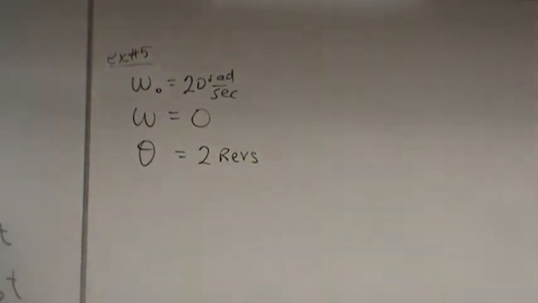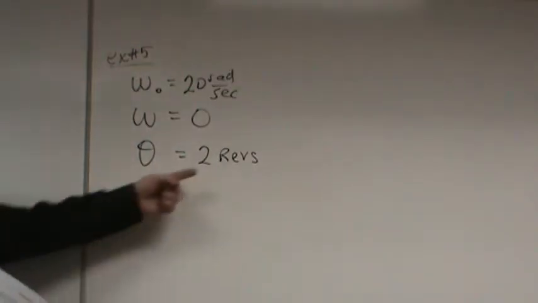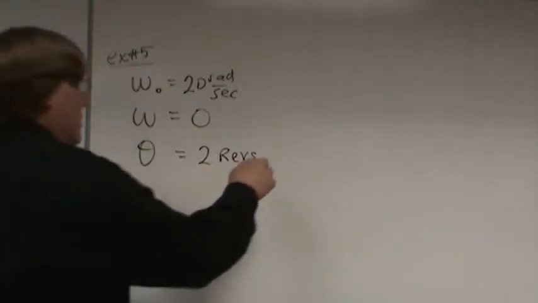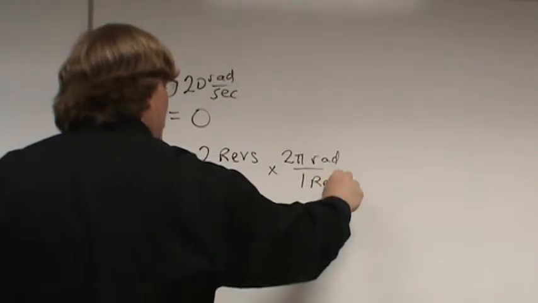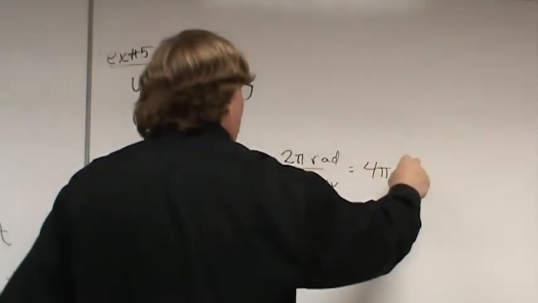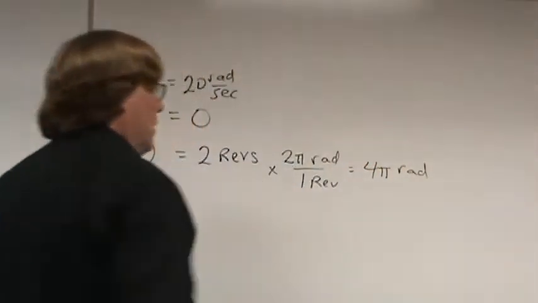But tell me, do I get to use revolutions in this equation if my omega is in radians per second? No way. If omega was in revolutions per second, I could. But if omega is in radians per second, someone's going to have to get converted. I think I'll convert this guy to radians. So I got 2 pi radians in 1 revolution, so I end up with 4 pi radians.